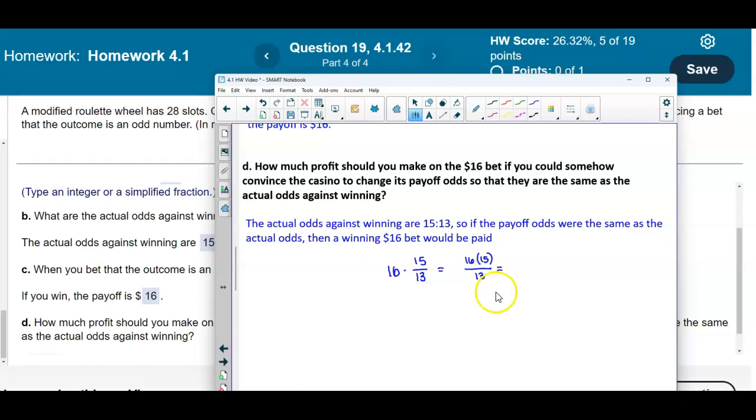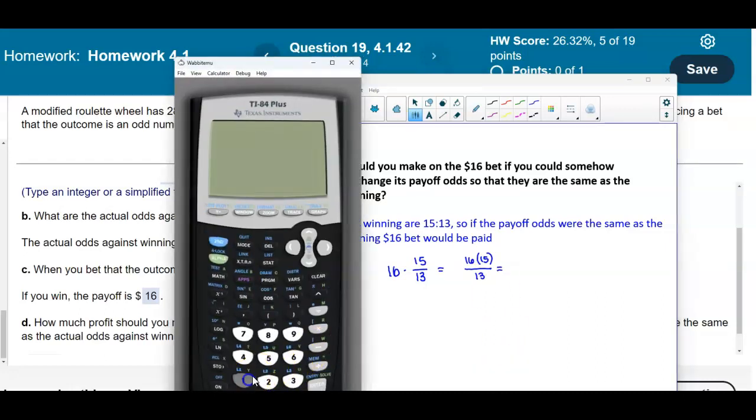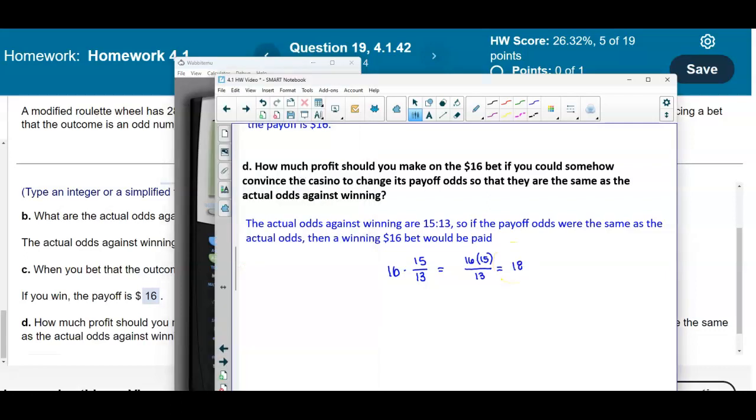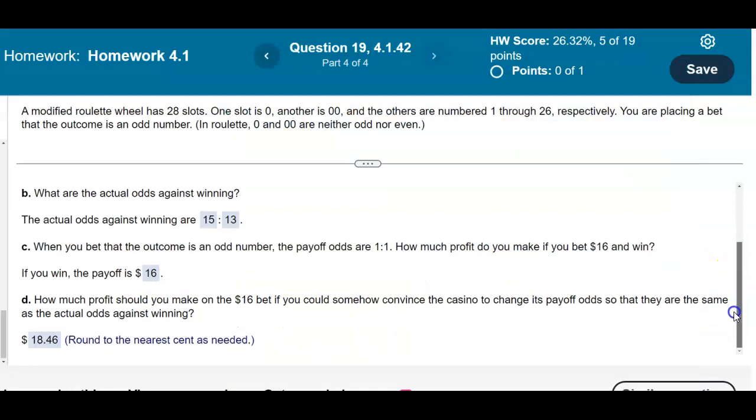Let's see what we get here. If we take 16, multiply it by 15, and then divide that by 13, we get 18.461. The reason I go to 3 decimals is because we want to round this to the nearest cent so we know how much we're going to win. So that means we would get paid $18.46. Therefore our answer is $18.46, rounded to the nearest cent.